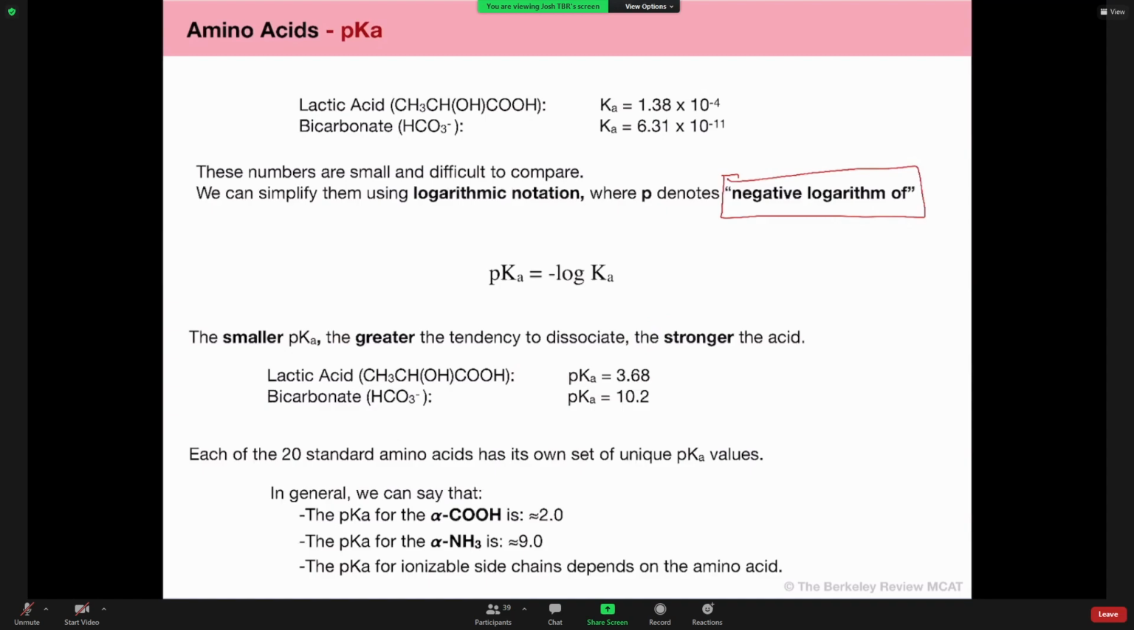Okay, and so as you can see, it's much easier to tell that lactic acid is a stronger acid than bicarbonate because the pKa value is smaller, right? So you see how much easier it is now to compare? Cool. All right.